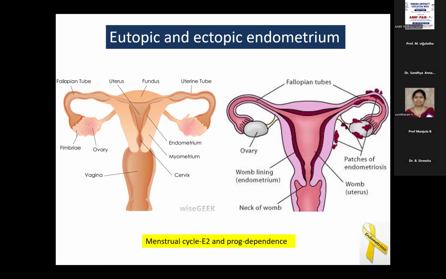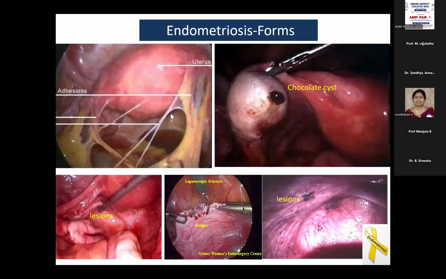But this inner lining will grow outside the uterus. If it is inside the uterus, it is called eutopic. And when it grows outside the uterus, it is called ectopic. So ectopic growth of endometrium is considered as endometriosis. It is a highly estrogen and progesterone dependent disease. And these are the different forms of endometriosis.